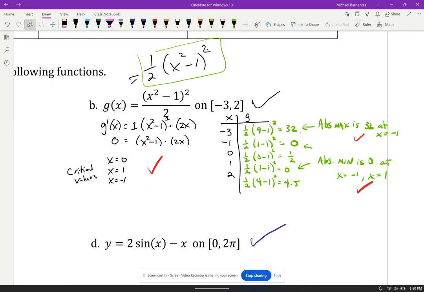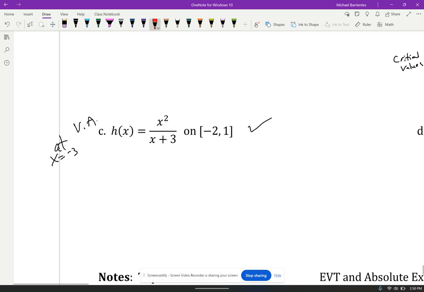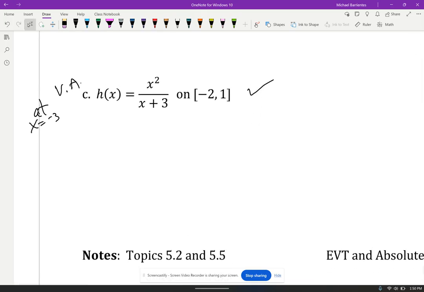So again, recap. Step 1, find the critical values. Take the derivative, set it equal to 0, find where it's undefined. Once you have those values, make a table with those values and the endpoints, and you're going to evaluate not the derivative, but the original function, and then whoever wins the biggest one is the absolute max, smallest one is the absolute min. We're going to do the same thing with letter C.